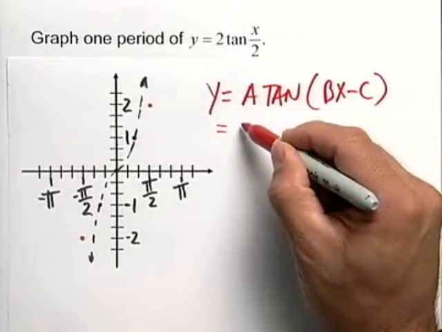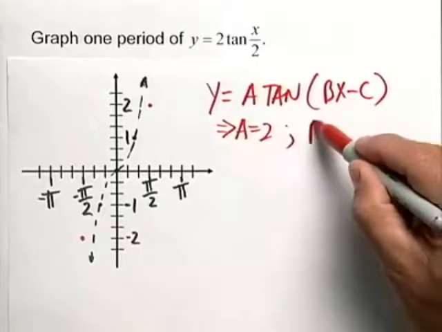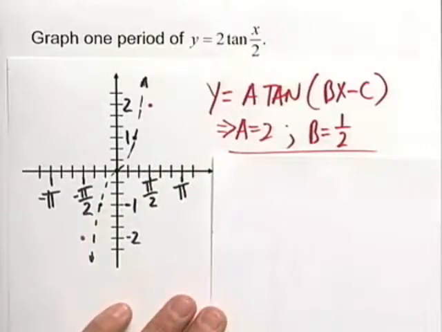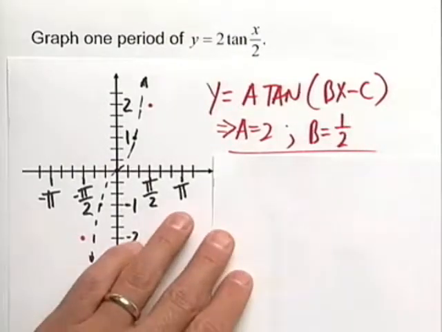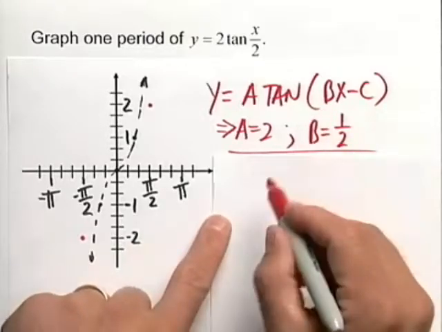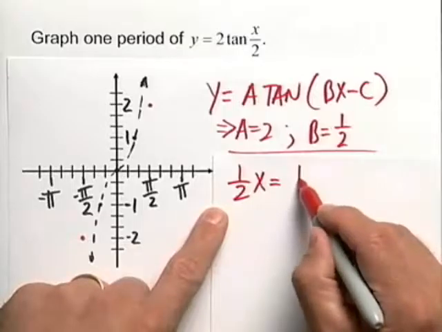We can recognize that a is equal to 2 and that b is actually equal to 1/2. Now that we have a and b, let's go ahead and find our vertical asymptotes. The formula for our vertical asymptotes is bx minus c equal to pi halves. Now since c is equal to 0 and b is equal to 1/2, we can simply write this as 1/2 x being equal to pi halves.